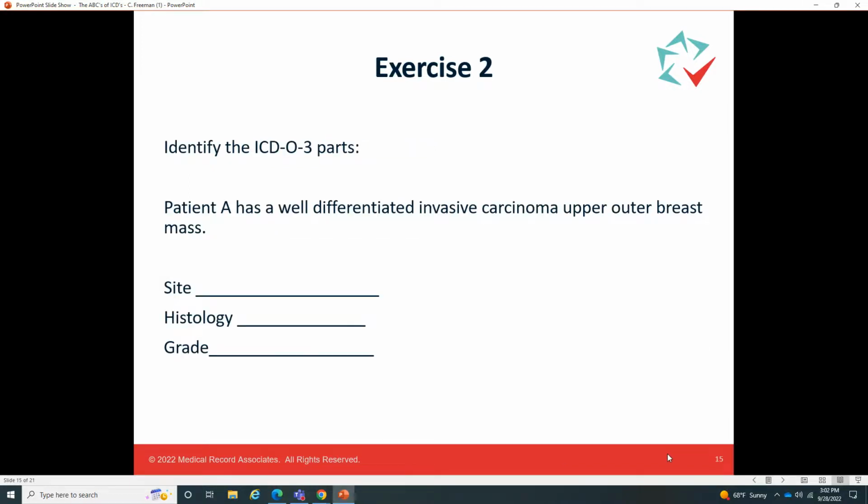Exercise 2. Identify the parts based off of the statement given below. Patient A has a well-differentiated invasive carcinoma in the upper outer breast. What is our site? Upper outer breast. What is the histology? Invasive carcinoma. Lastly, what is the grade? Well differentiated.